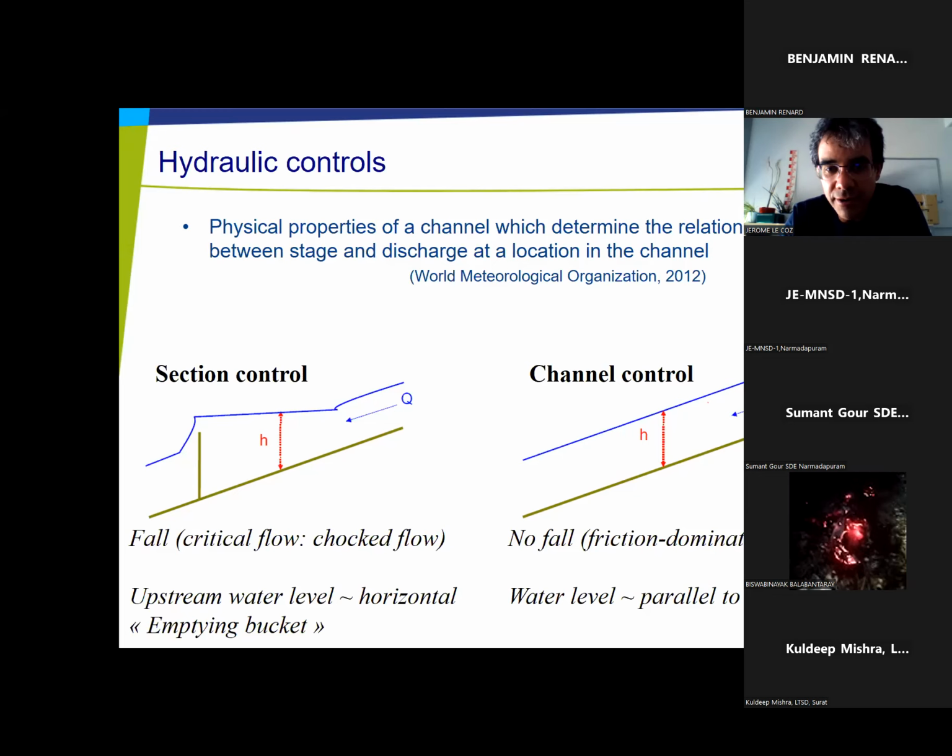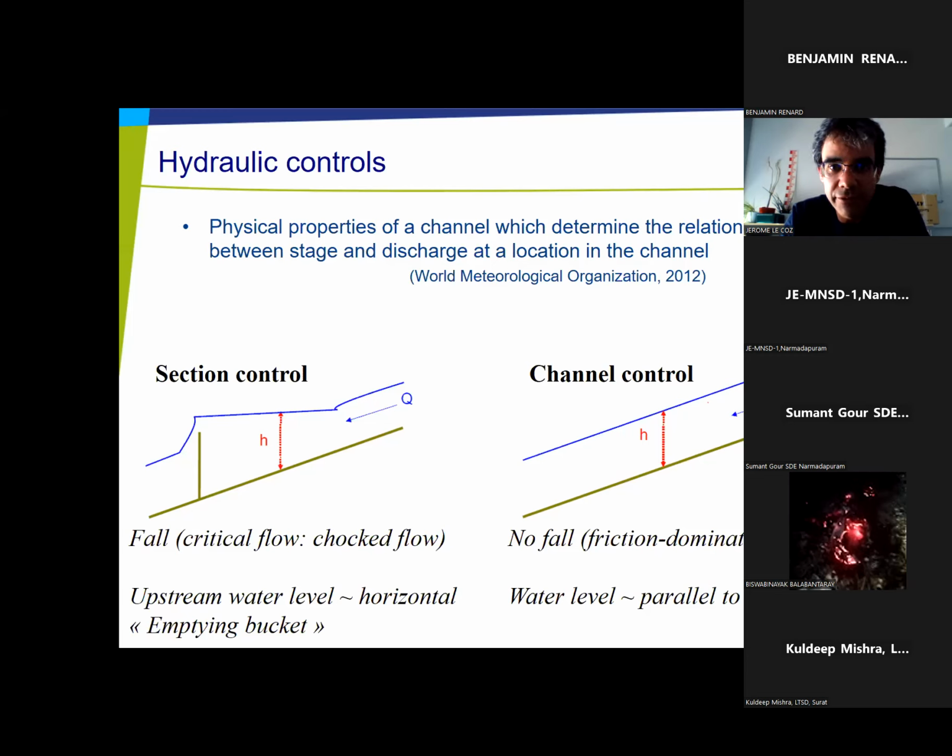Upstream of a weir or natural riffles made of gravel, for instance, we'll see that in many cases we can identify such section controls at our hydrometric stations, even when there is no artificial control, and especially for low flows.